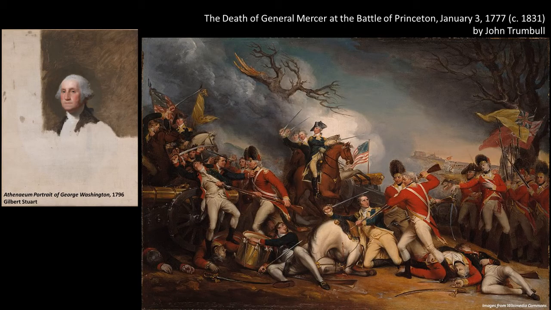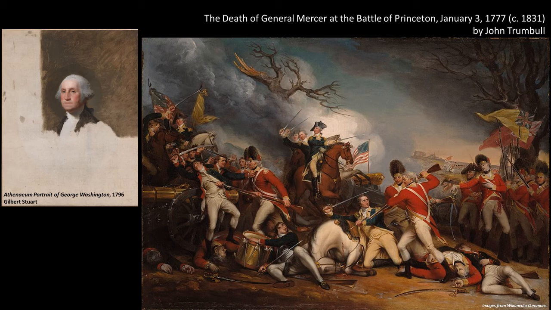Two quick examples here. The Athenaeum portrait of George Washington. This is the dollar bill. It is the portrait that Gilbert Stuart does. George Washington sat for this portrait, and it becomes the basic role model for any other portrait of George Washington done in the last couple of years of his life and for any point in time afterwards.